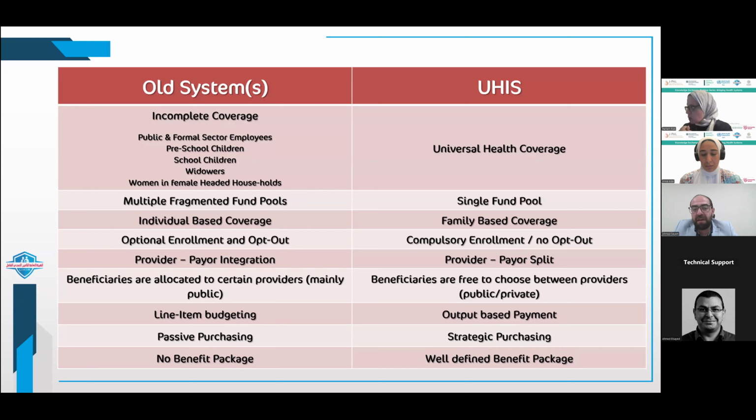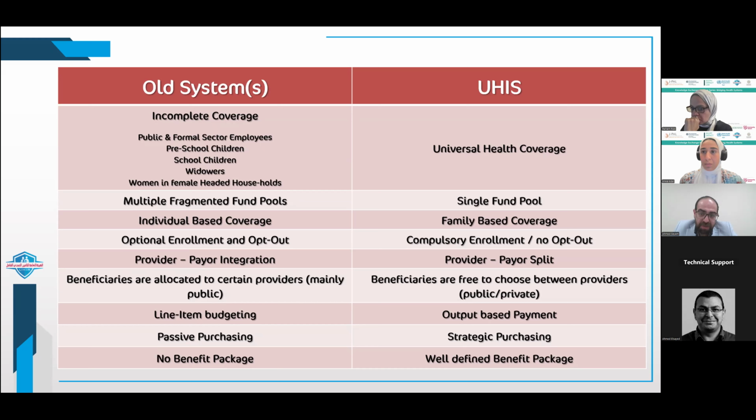In the old system, we had an optional enrollment, and we also had an option to opt out from HIO coverage, while in the universal health insurance, it's a compulsory enrollment for the entire population with no option to opt out. In the old system, we had a provider-payer integration. So basically, the HIO was the payer responsible for collecting revenues and pooling these revenues, and it was also the provider. So it had its own healthcare facilities, whether hospitals or polyclinics, through which it provided the service, and it also purchased healthcare services from other providers, but mainly in the public sector.